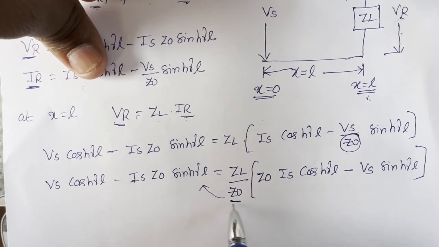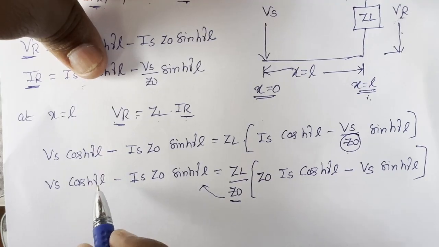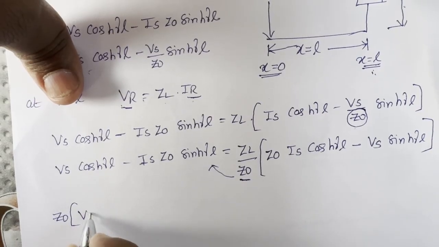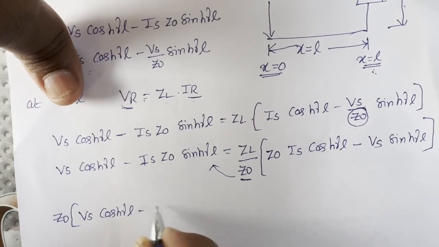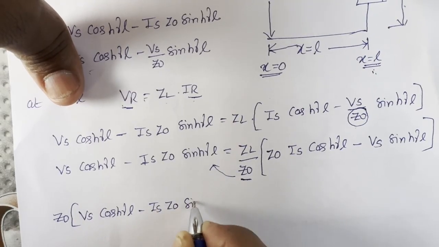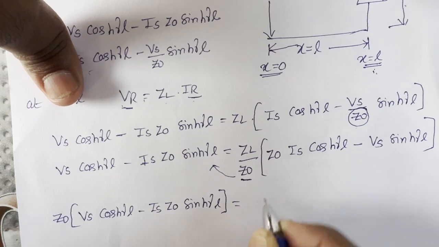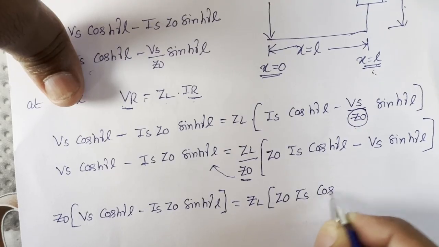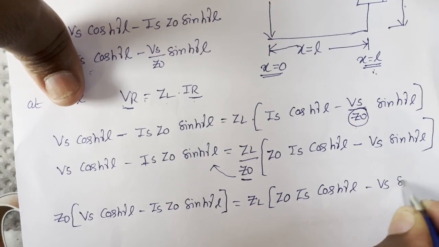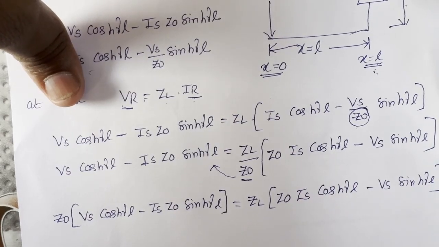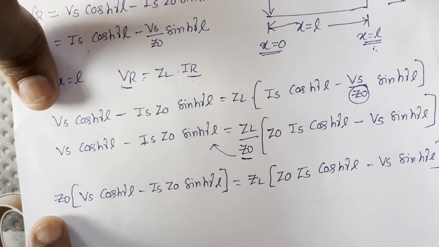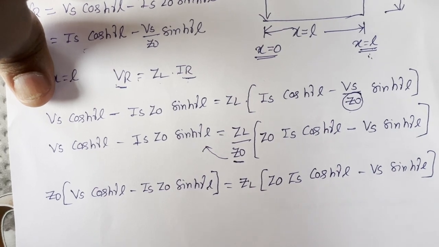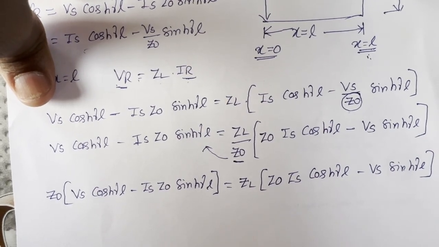Here it is a division. When it comes to this side, it will become multiplication. So Z naught into Vs cosh γL minus Is Z naught sinh γL equal to ZL into Z naught Is cosh γL minus Vs sinh γL, the same values. Now I am multiplying Z naught internally and ZL internally. Just those two terms I am multiplying internally.